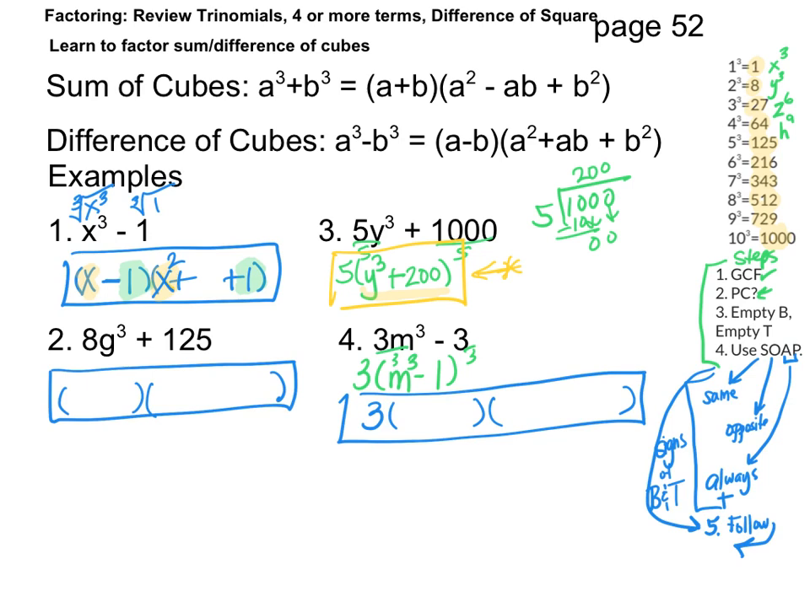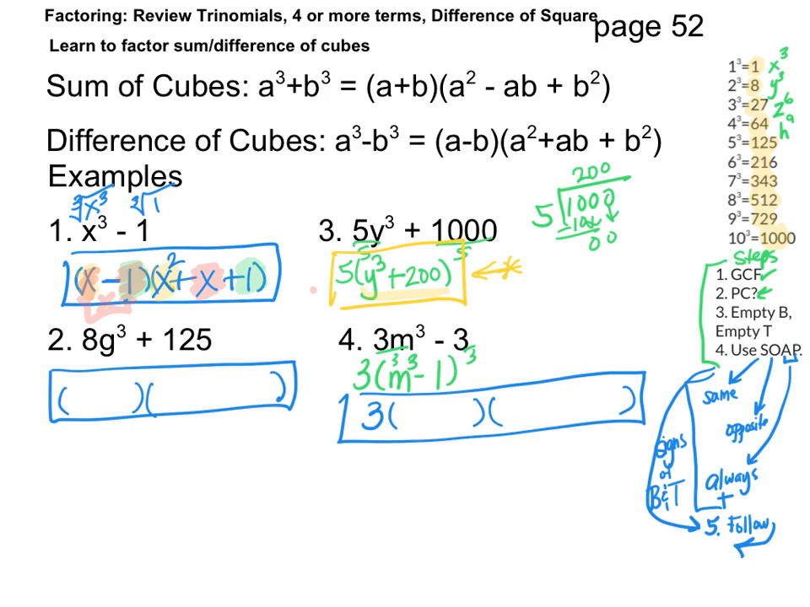Now, the last term, this term here, is the product of these two terms. Multiply them, and ignore your sign again because we know what our sign is already. What is x times 1? X times 1 is x. So that is my answer to number 1. The quantity x minus 1 times the quantity x squared plus x plus 1.